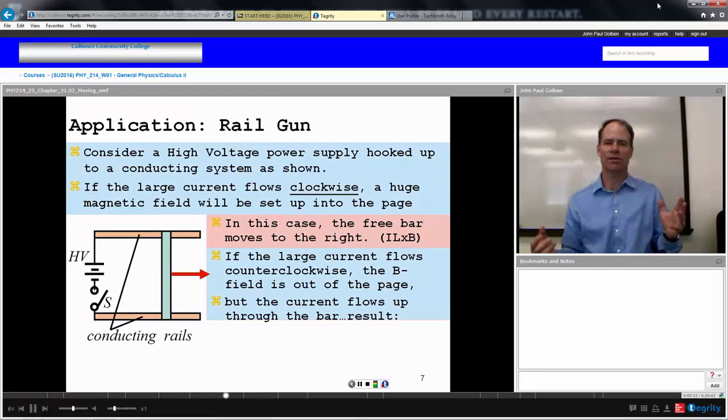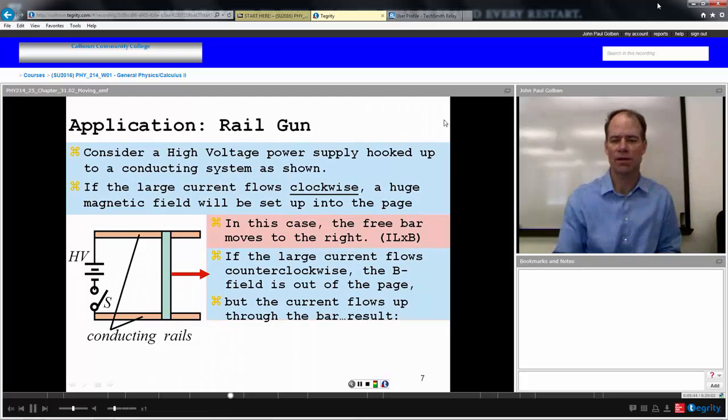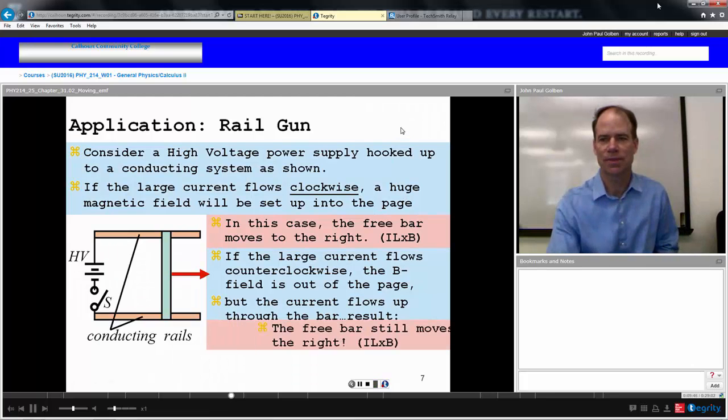This is called a railgun, and NASA actually has tried to employ this idea because it involves no explosions. It's just a high voltage accelerating a rail in one direction.